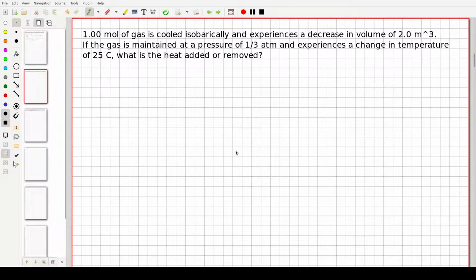Now in this case, we have something that's being cooled. We have 1 mole of gas that's cooled isobarically, and it experiences a decrease in volume of 2 cubic meters. If the gas is maintained at a pressure of 1/3 of an atmosphere and experiences a change in temperature of 25 degrees Celsius, what I'd like to know is the heat that's been added or removed. Again, let's write down our givens. What are we given? The number of moles is 1.00.